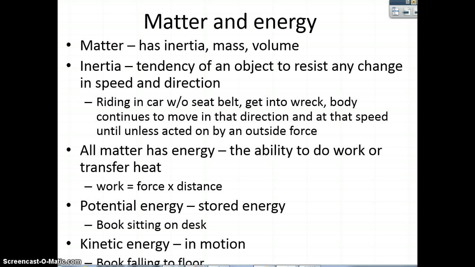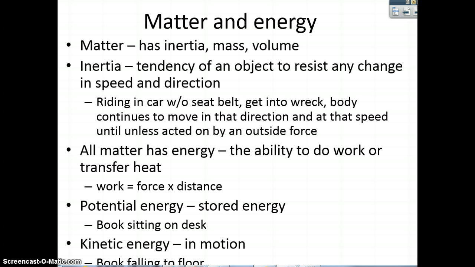Inertia is a tendency of an object to resist any change in speed and direction. An example of that is if you rode in your car going 70 miles an hour, you did not wear a seatbelt, you got into an accident. Your body is going to continue to move at 70 miles an hour until acted on by an outside force. Usually it's going to be the windshield. So your body had inertia.